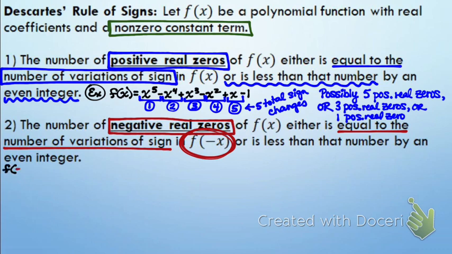So I have to substitute in negative x here. So I have negative x to the 5th minus negative x to the 4th plus negative x cubed minus negative x squared plus negative x minus 1.